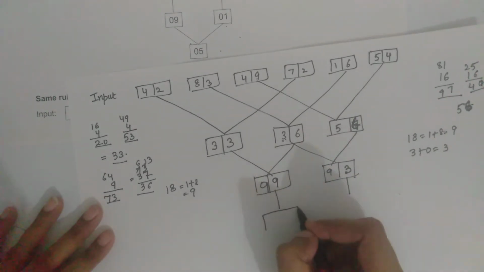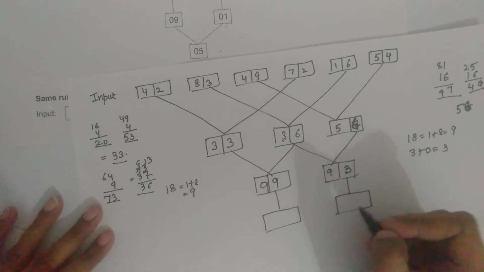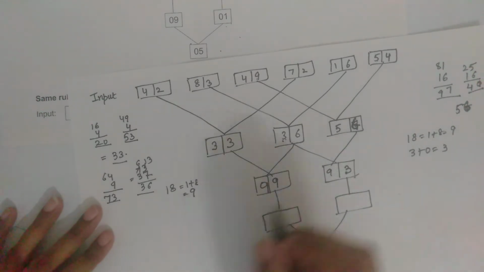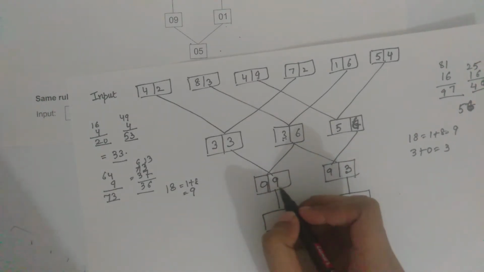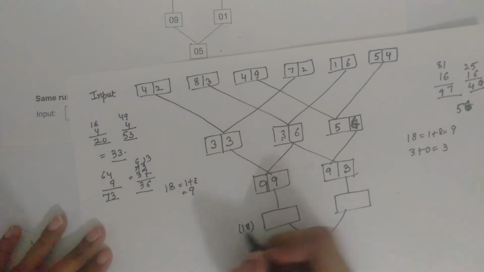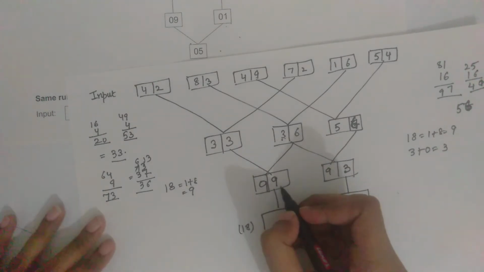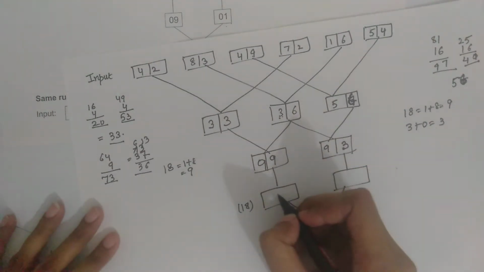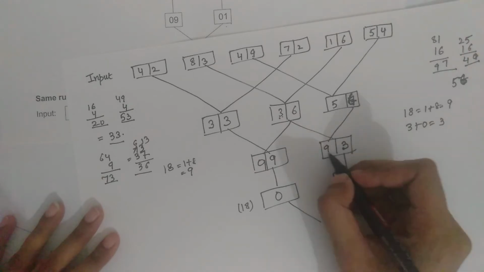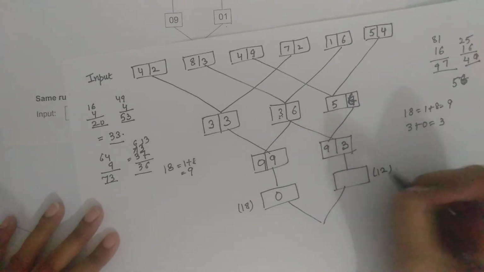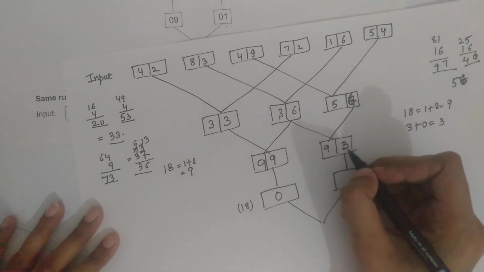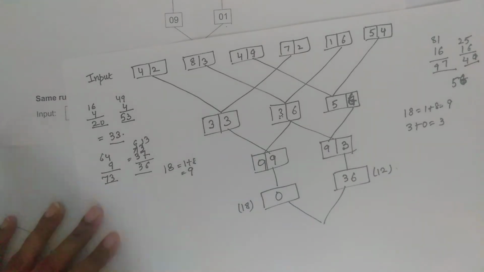Here we have two logics. We will write both the logics and see how we can get the answer. One logic was 9 plus 9 is 18. Another logic was 9 minus 9 is 0. Square of 0 is 0. 9 plus 3 is 12. 9 minus 3 is 6. Square of 6 is 36.